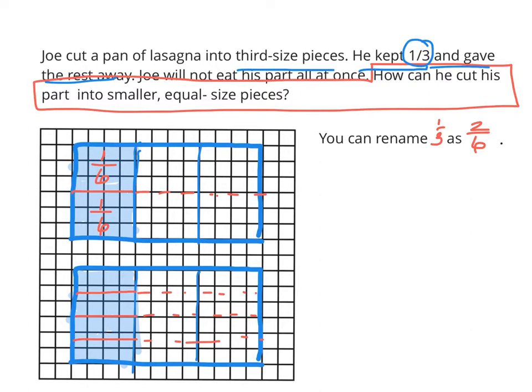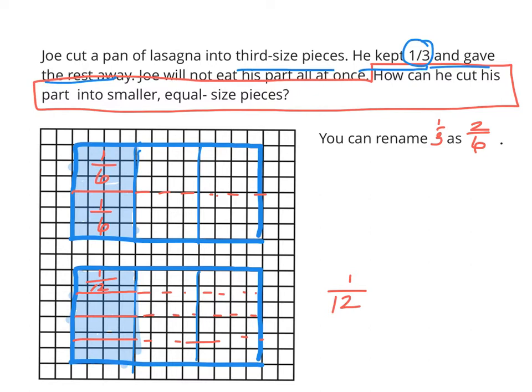So therefore, what fraction of the pan is that one piece? Well, because there's 12 pieces, we know that the denominator would have to be 12. And if we're talking about just one piece, the numerator would be 1. So the fraction of one piece would be 1/12. But now we're looking at Joe's part. He has 4 of the 1/12. So what fraction of the pan is 4 pieces? Pause this video and turn and talk to your partner about that.